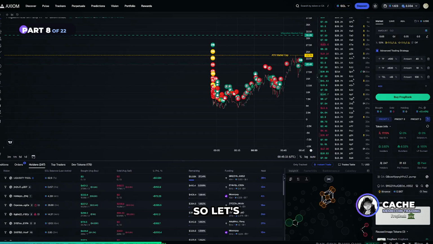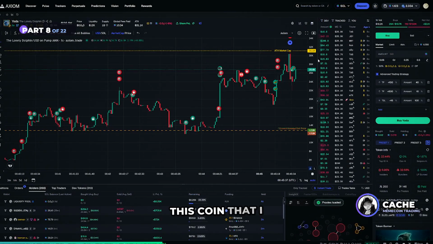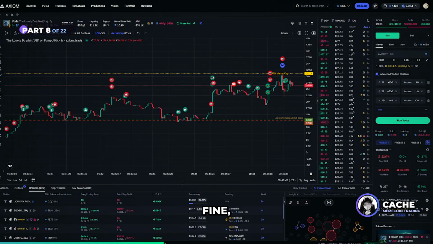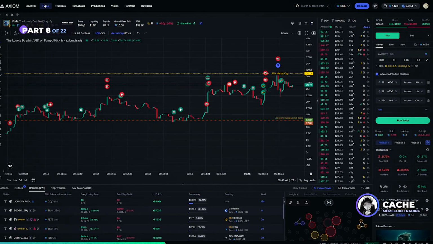So let's go over here. Ooh, this coin that I bought really started moving. Kind of mad about that, but that's totally fine. I really didn't put anything into it at all.